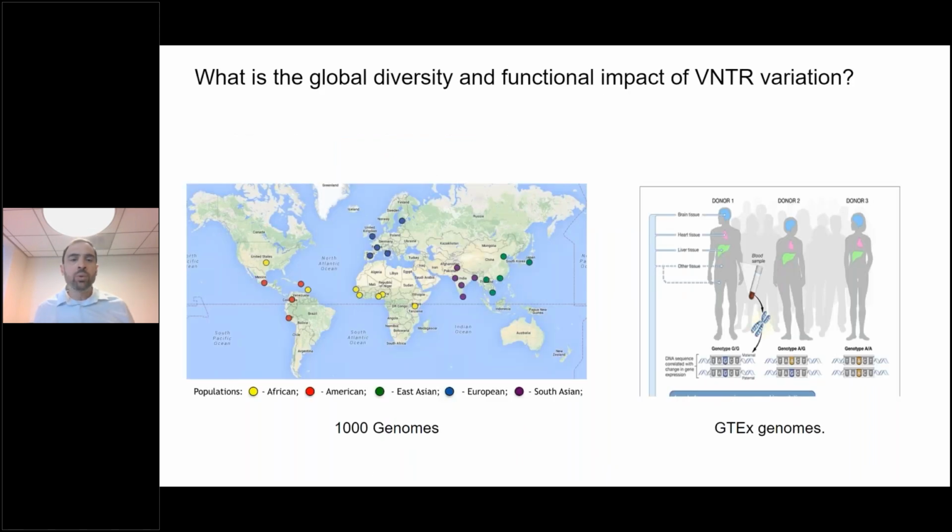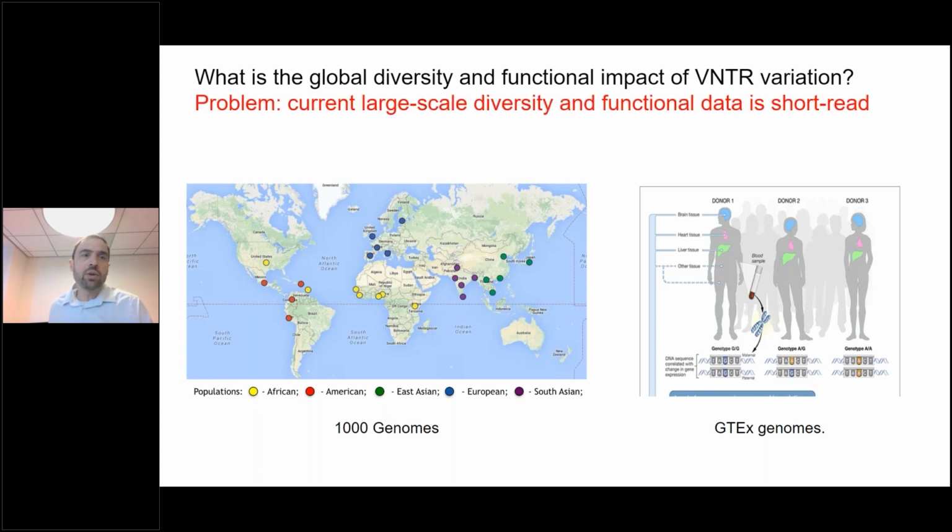So when we first started noticing that a lot of these new structural variants that we find in long-read sequencing are in tandem repeats, we were asking, okay, what's the global diversity? Before, when we only had a few samples, we didn't know what these look like across populations. And what's the functional impact of tandem repeat variation? The unfortunate part about asking that question is that current large-scale diversity and functional data is only in short-read data sets. Diversity data is changing, hopefully pretty rapidly, but the functional data is still kind of lagging.